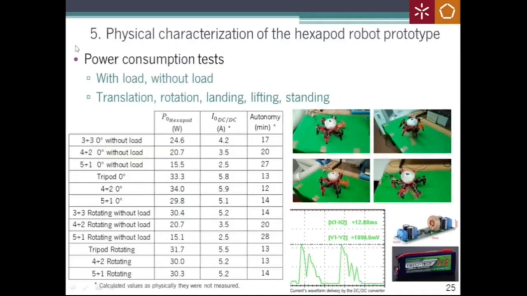In this last chapter, a characterization of the robot was carried out in terms of consumed power, mobility, and a thermal analysis.